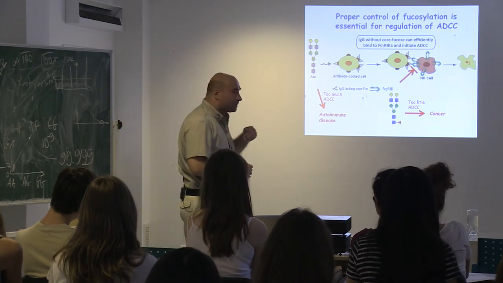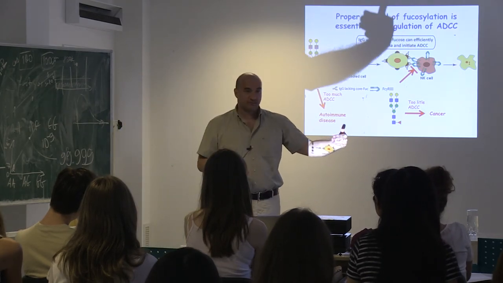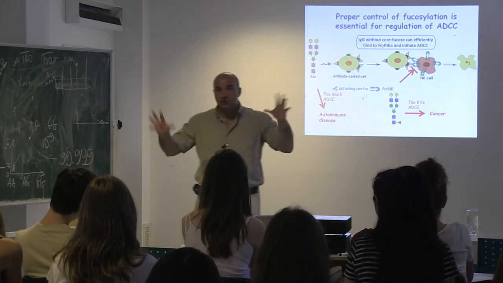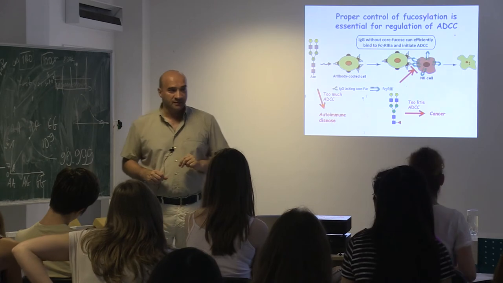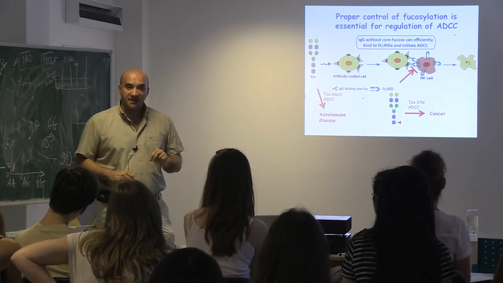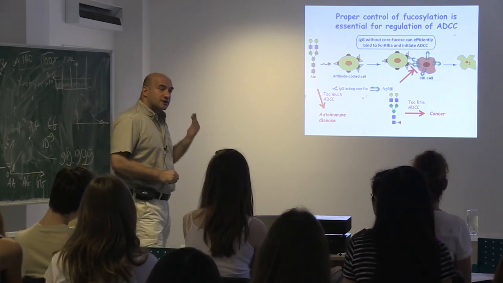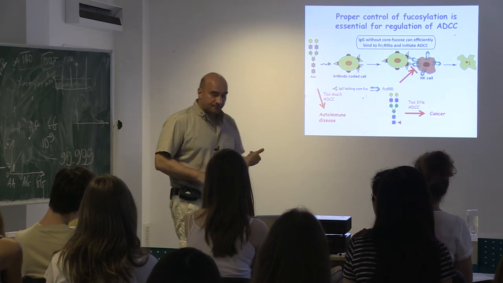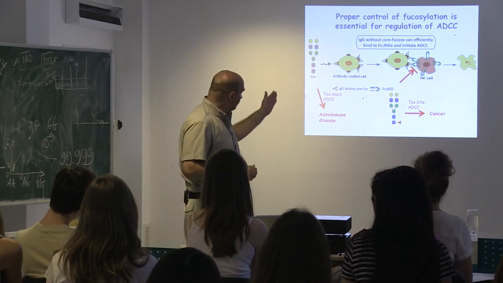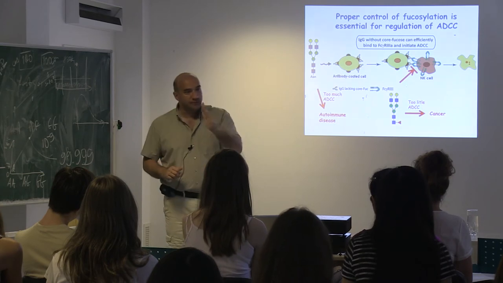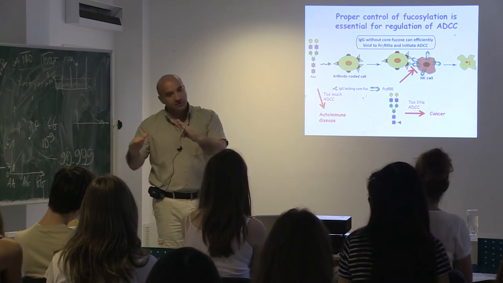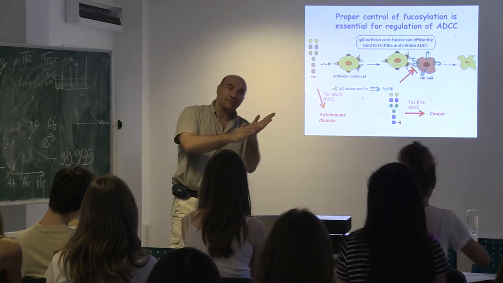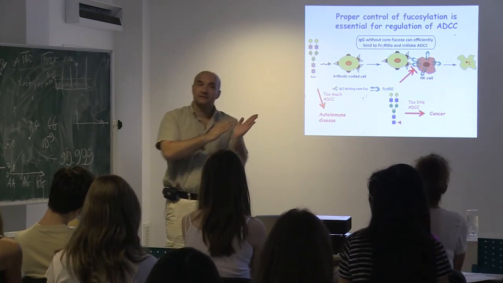Or maybe we are putting too much core fucose, again because of some strange combination of polymorphisms, and then we cannot activate ADCC. If we cannot activate ADCC, then we are less efficient in our fight against the tumor cells. So in theory, IgG fucosylation could be a balance between autoimmunity, too stringent, or tumor development, not stringent enough control.